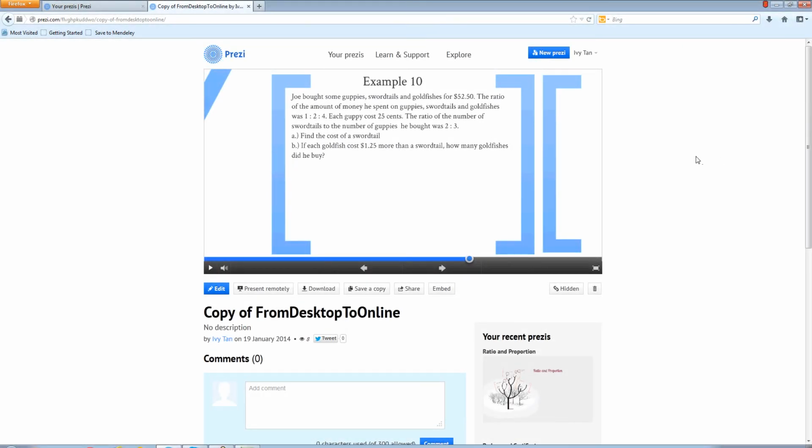In this example, I am going to solve a ratio and proportion word problem. In the Singapore Mathematics curriculum, this problem fits into primary 6 level.